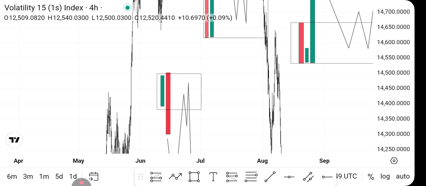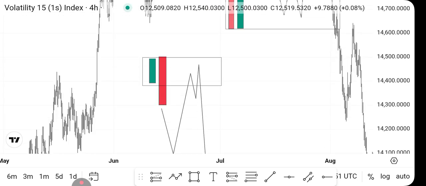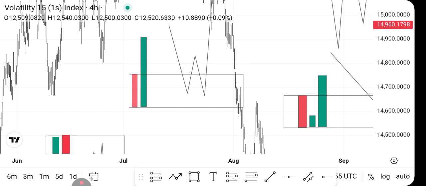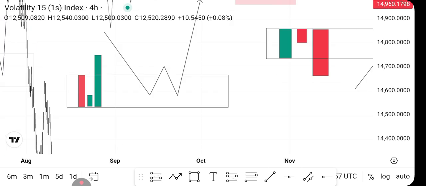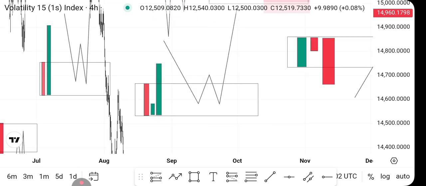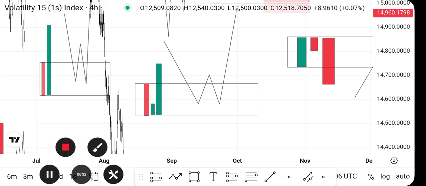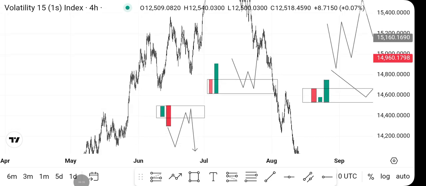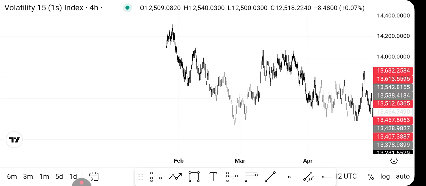From here, you have the bearish engulfing order block, bullish engulfing order block, morning star order block, evening star order block. Mind you, the evening and the morning star, the one in between can be a pin bar. So let's dive straight into the charts.